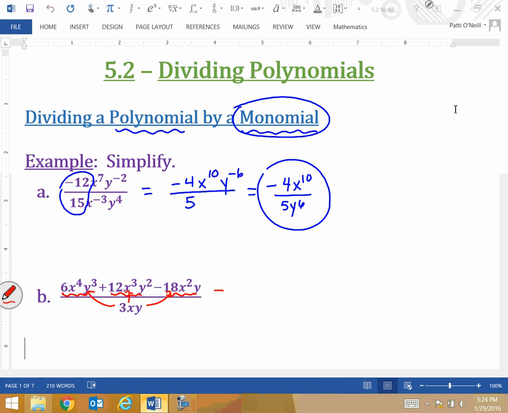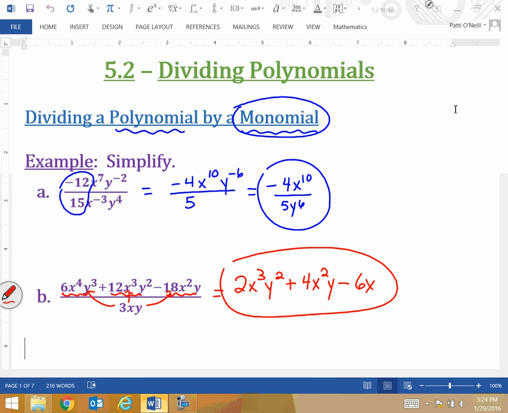with you. So the first term is going to simplify to 2x cubed y squared because we subtract our powers, and 3 divides into 6 twice. The second term will become 4x squared y, and the last term will become negative 6x, and the y's drop out because we're dividing y by y. So this is our final answer. Not very hard, you just have to remember to take the monomial in the denominator, divide it into each term in the numerator, and simplify from there.